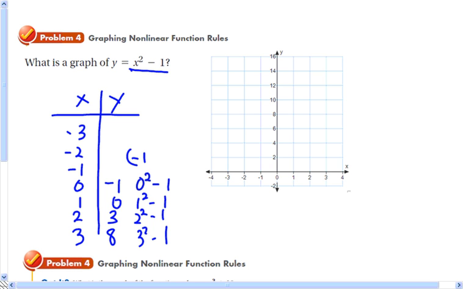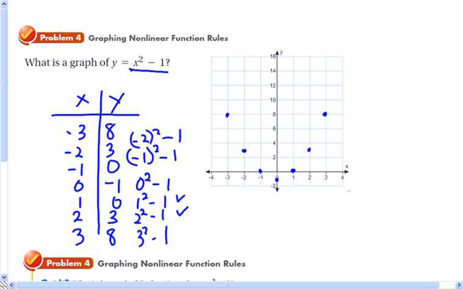Negative 1 squared minus 1. Well, actually, that's just negative 1 times negative 1, which is positive 1, so it's really the same as this one, and that's 0. And negative 2 squared minus 1 will be the same as this one, which is 3, and if I follow that pattern, I get that. And then if I graph these, there's negative 3, 8, negative 2, 3, negative 1, 0, 0, negative 1, 1, 0, and so on.